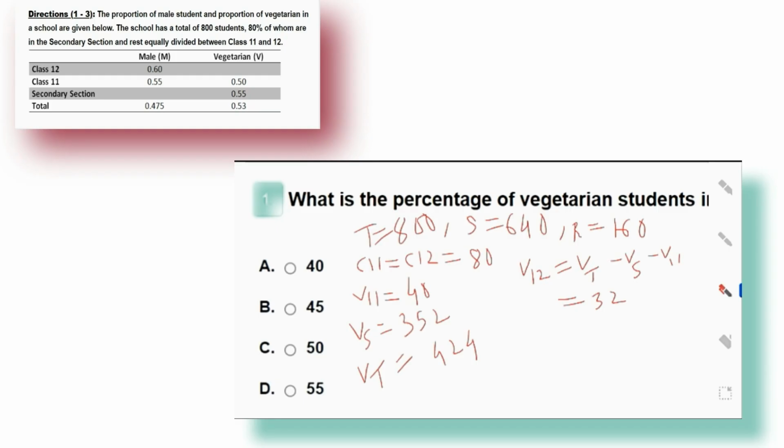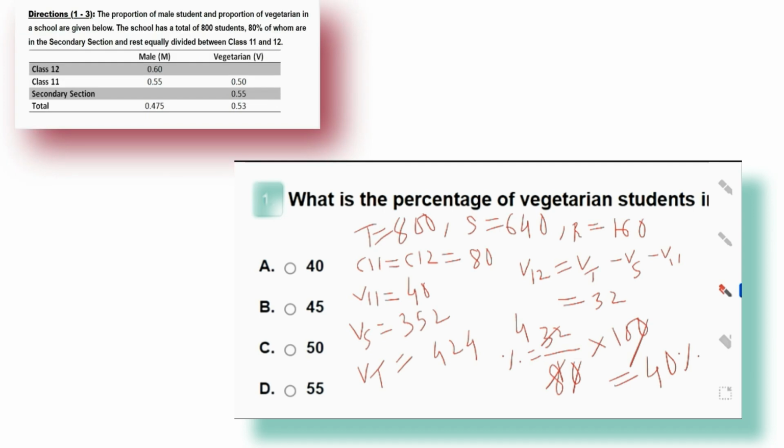Okay, so now what is our task? That is the percentage of vegetarian students in class 12. So percentage is equal to total vegetarians, 32, divided by total students present in class 12, which is 80, multiplied by 100. Okay, so 8 fours are 32, so 40. Okay, so 40% of the students of class 12 are vegetarian. So I hope you understood the shortcuts and the way of calculation, right?